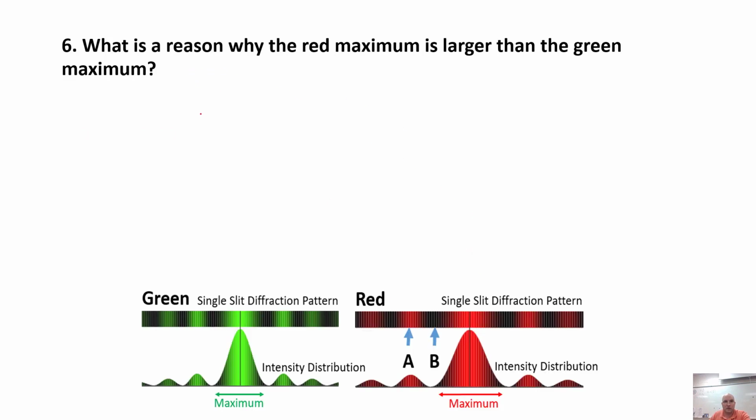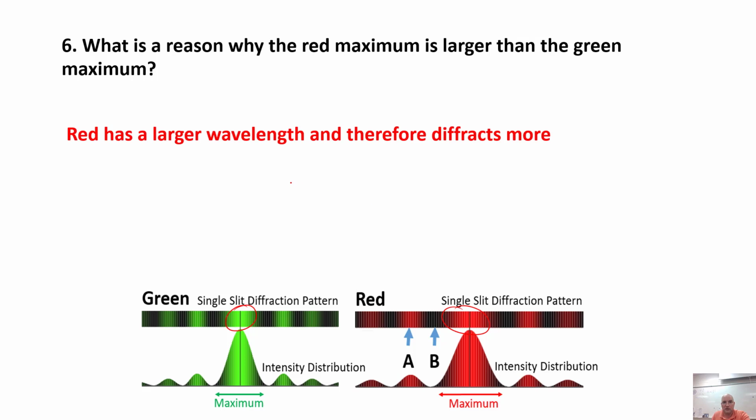Then here's this question. What's the reason for the maximum, once again the central light area, for red after a single slit diffraction to be so much bigger than, let's say, green light? That's going to be because red diffracts more. Since you have more diffraction, you're going to have a larger area. The central region will be much larger for red light versus green light.